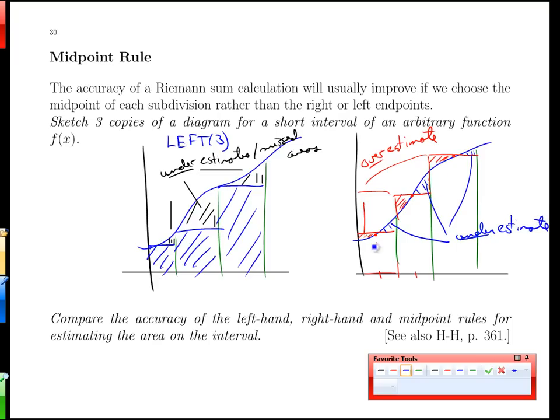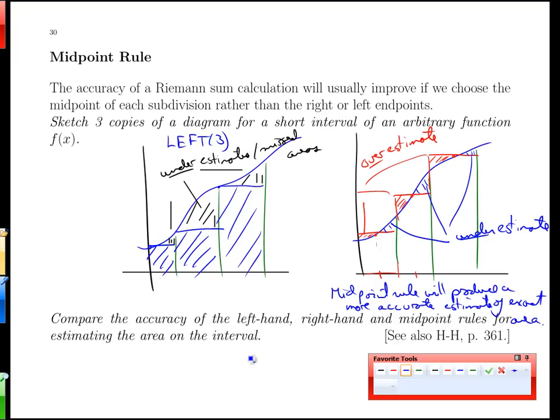And those are going to cancel each other out, because if I overestimate a bit here but I underestimate a bit here, I'm going to be closer than if I'm constantly underestimating or constantly overestimating. So this midpoint rule will produce a more accurate estimate. And this is true in general. A more accurate estimate of the exact area under the curve. So if we look at that right away, we're better off if we use midpoints.